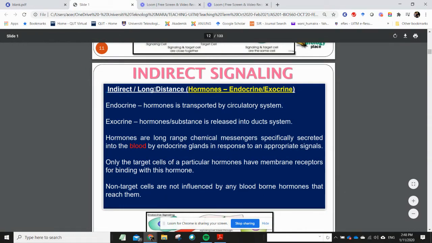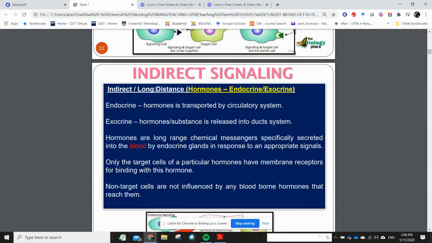So lastly, the long distance indirect cell communication. First one is hormones. There are two types of hormones, endocrine and exocrine. Endocrine hormones are secreted and travel via the blood system. But for exocrine, substances are secreted by a gland and travel via the duct system. The duct system here can be the lymphatic system. This exocrine secretion will not involve the blood system for traveling. They just travel into the duct system.